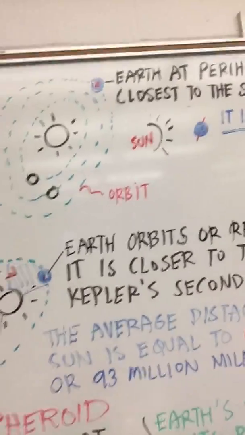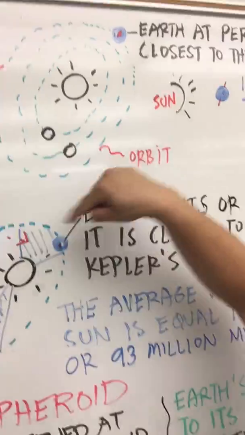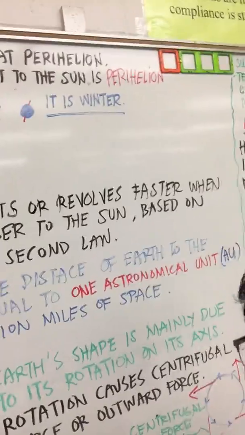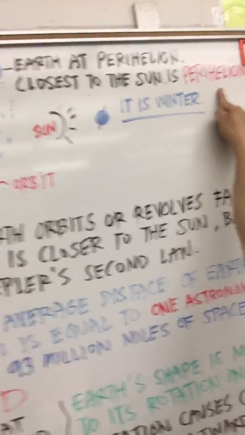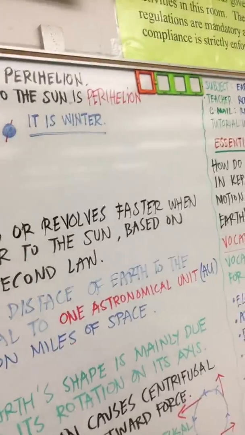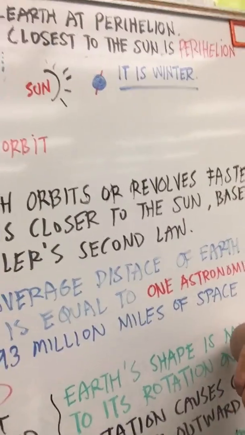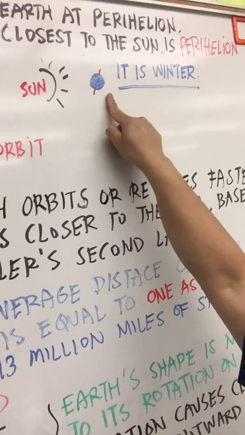So Earth, based on this illustration, is closest to the sun. And when Earth is closest to the sun, it's actually perihelion. Okay, right there is perihelion. And one thing that students tend to get confused on is that they always think that when Earth is closest to the sun, it's summer. But that's not how it works in the northern hemisphere. So when Earth is closest to the sun, that's perihelion again, it's actually winter in the northern hemisphere.